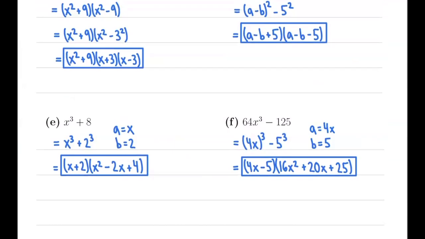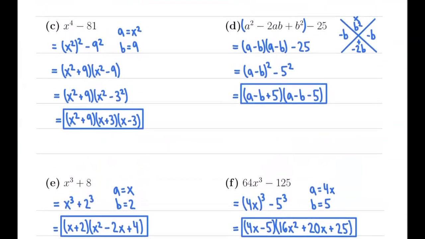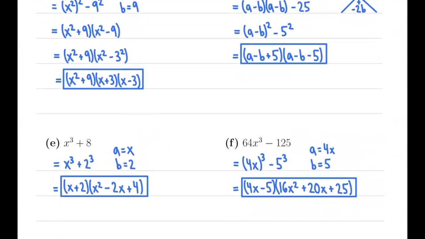So yeah, that's it for today. If you're watching this, it's very important to practice factoring a wide variety of polynomials so that you can quickly select the appropriate technique. So yeah, that's it.